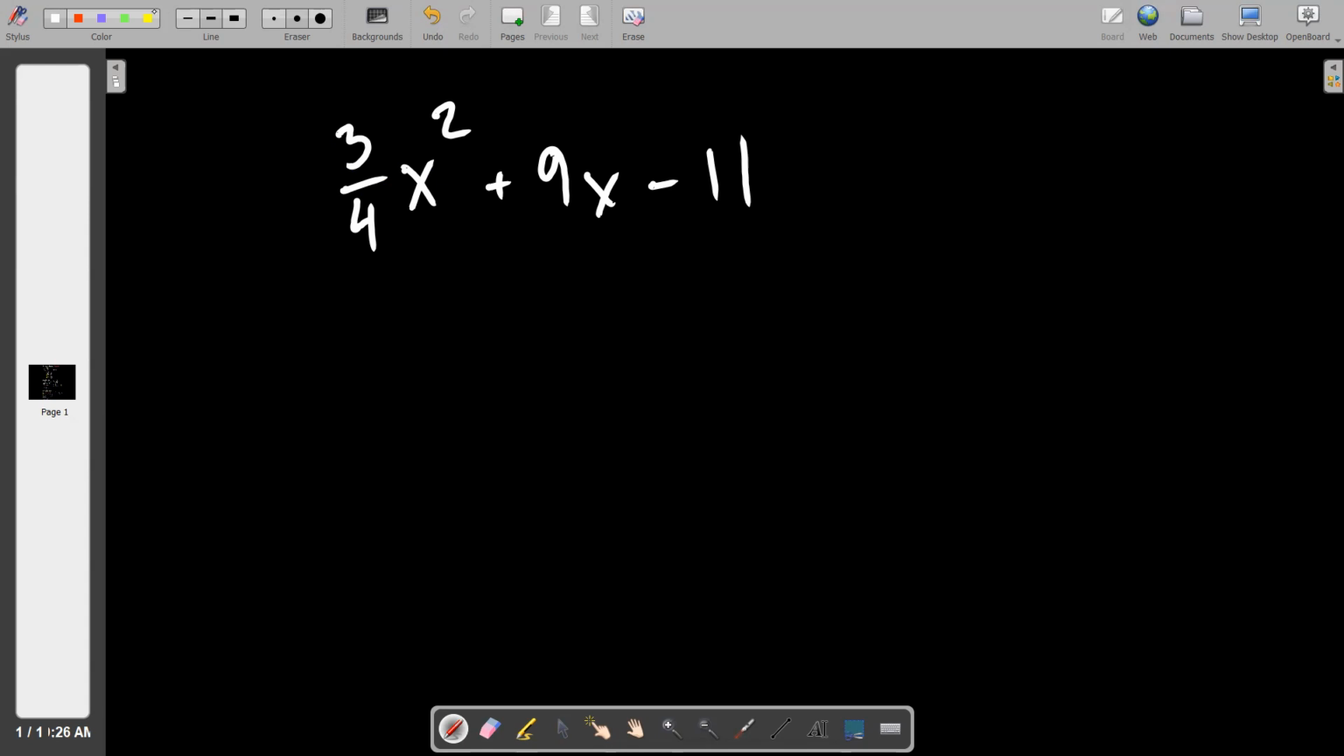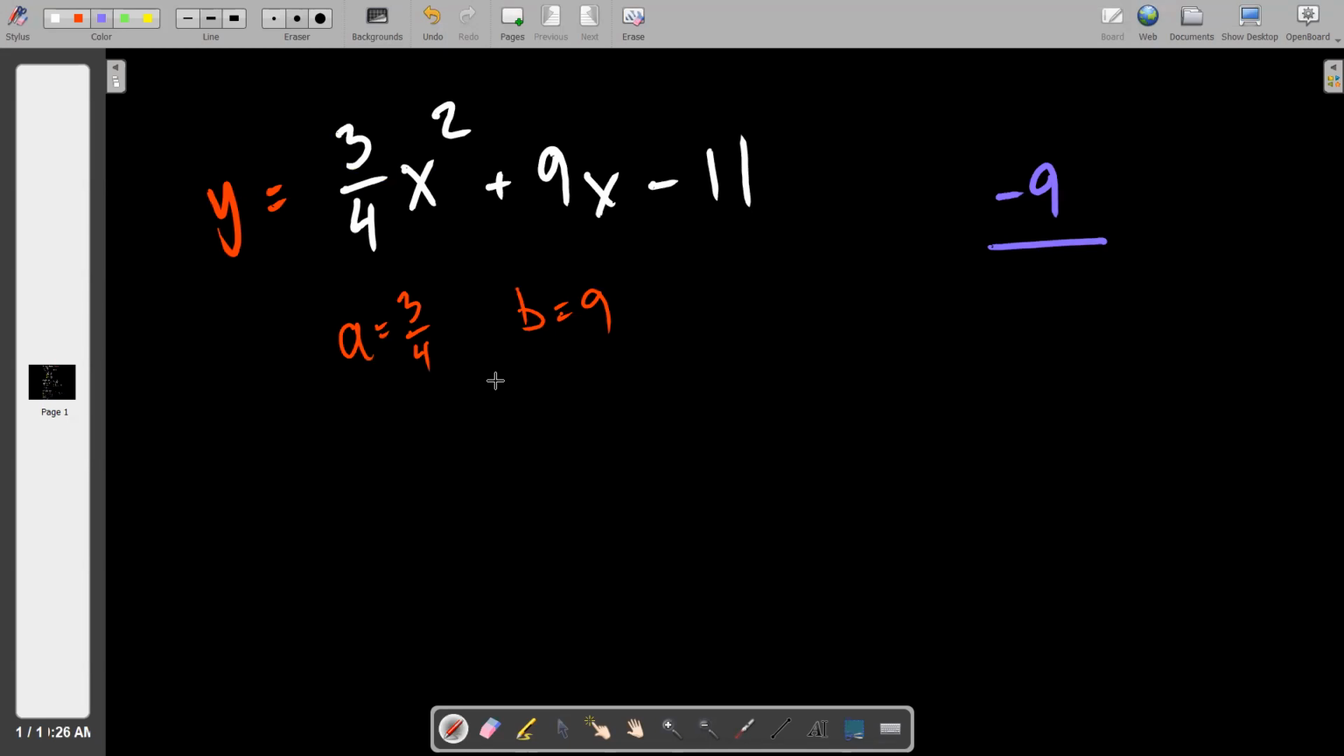So what's A? Sorry, I didn't put y equals. So A equals 3/4. I like to write them down, like with the quadratic formula. What's B? Right, okay. So we're going to do the opposite of B, which is -9, divided by 2A. Now there's a math problem here.